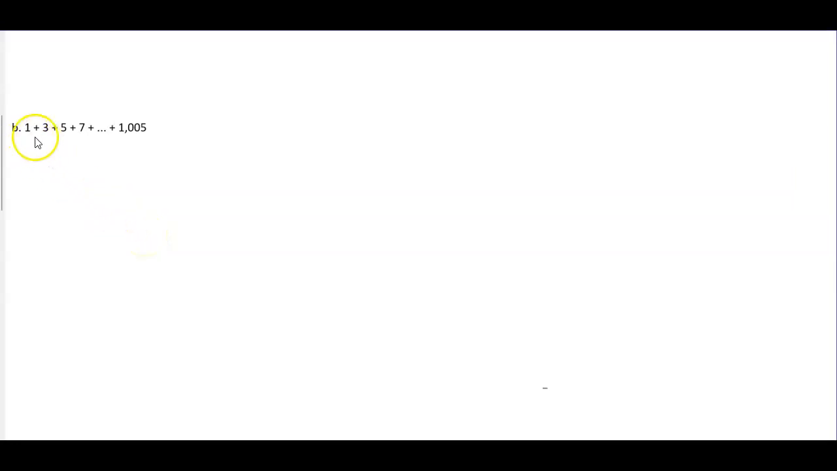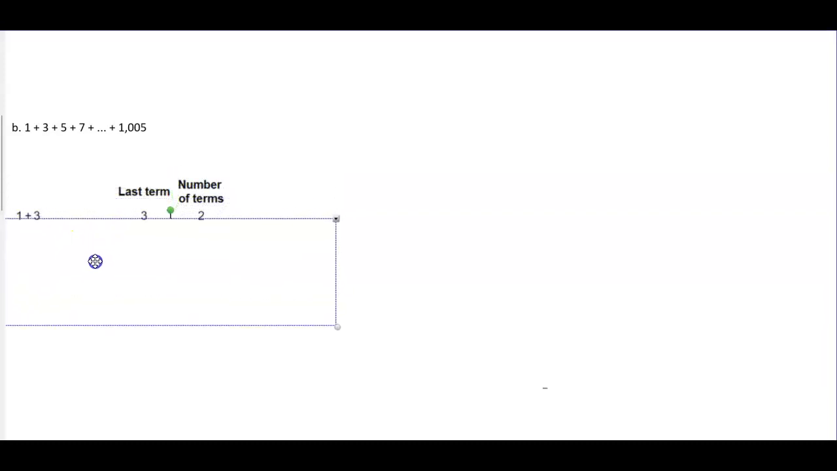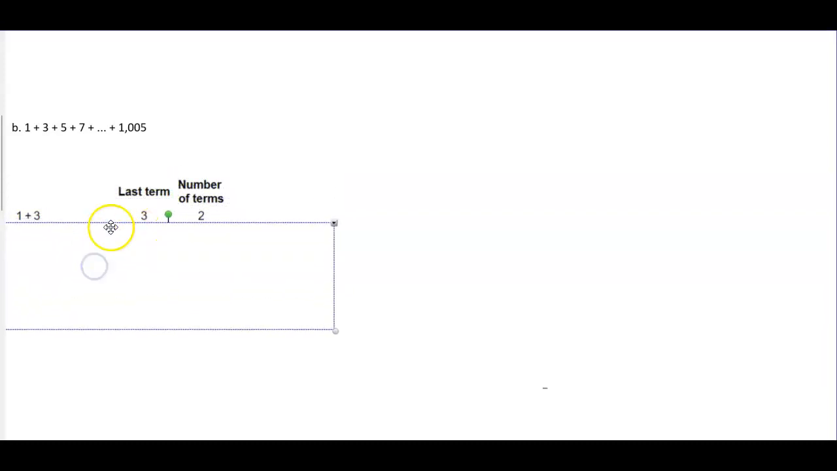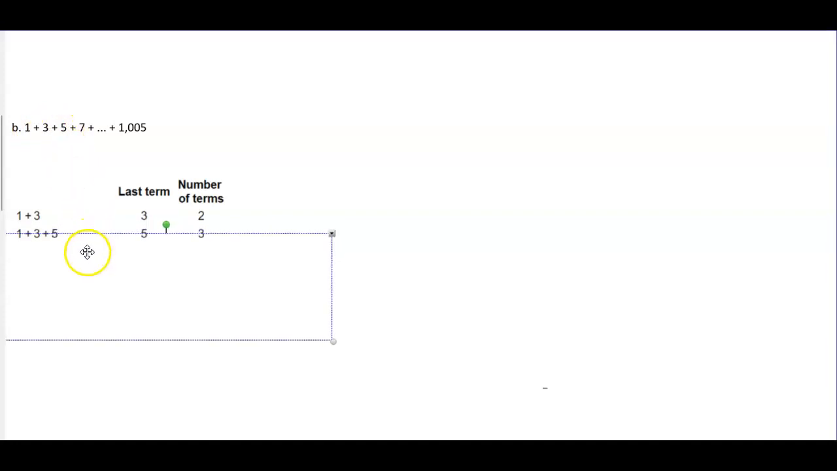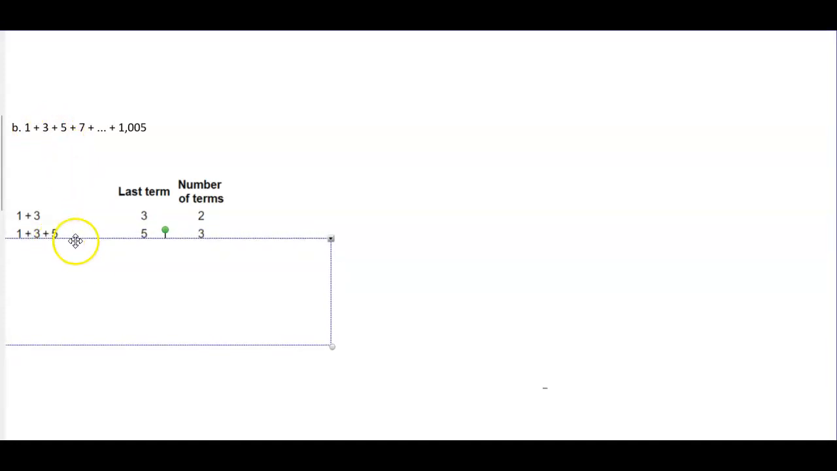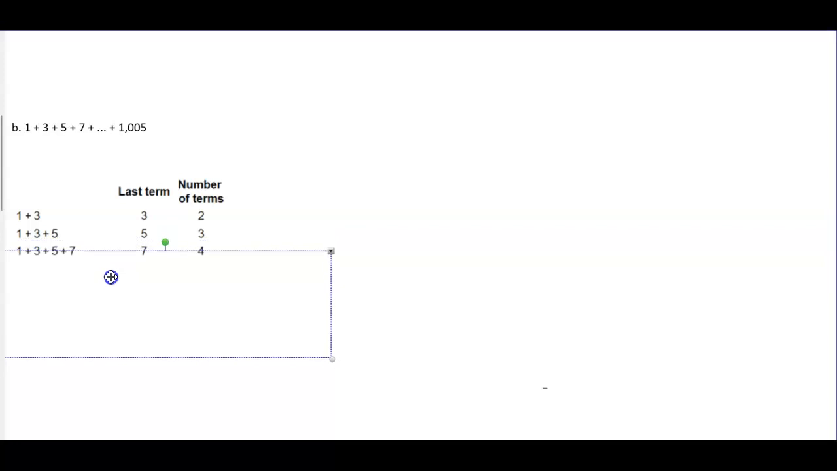So we need to find a pattern relating the last term to the number of terms. Let's take a look at the first two terms. We have 1 plus 3. The last term is 3, and how many terms are there? There are 2 terms. The next one is 1 plus 3 plus 5. What is the last term of that one? It's 5, and we have 3 terms.